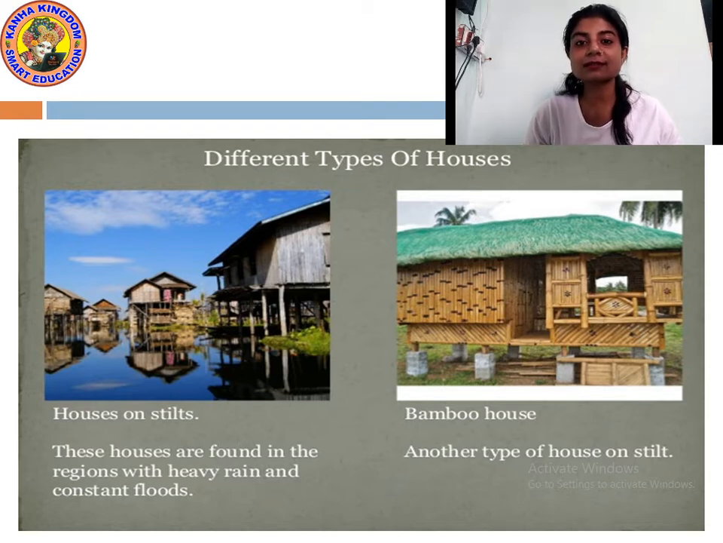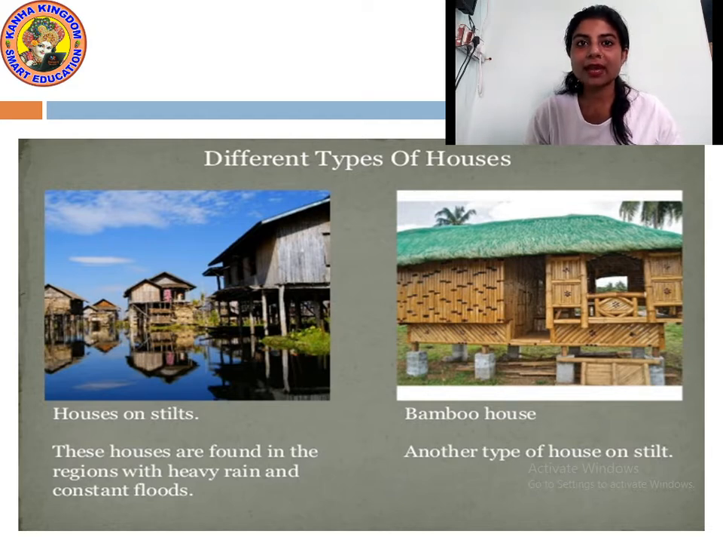That is why in plain regions with heavy rainfall and constant floods, people build houses on stilts. And houses on stilts means these houses are built on pillars, long pillars.